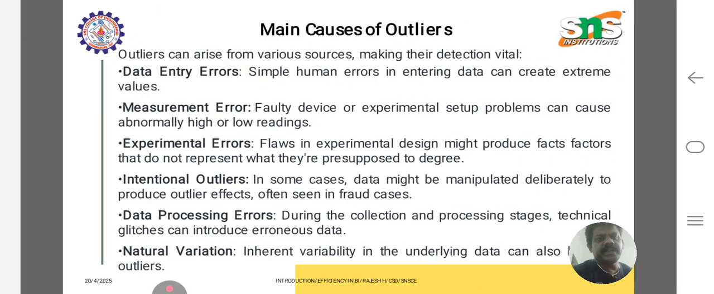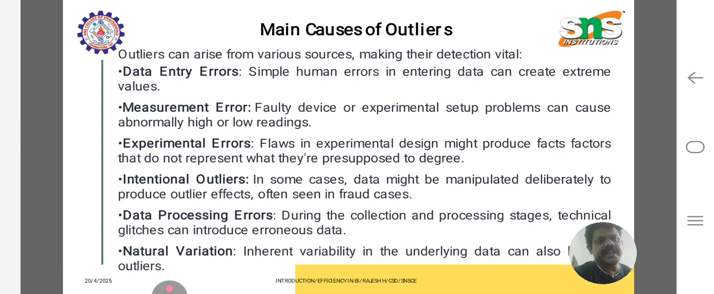The main causes of outliers are that they can arise from various sources, making detection vital. First, data entry errors. Simple human errors in entering data can create extreme values. Second, measurement error. A faulty device or experimental setup problems can cause abnormally high or low readings. The third cause is experimental errors. Flaws in experimental design might produce values that do not represent what they are supposed to measure.